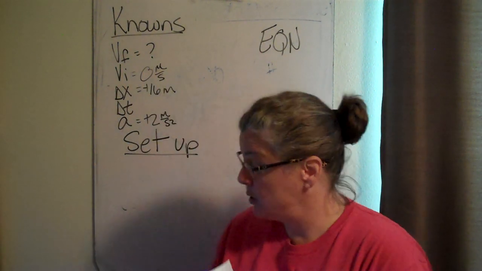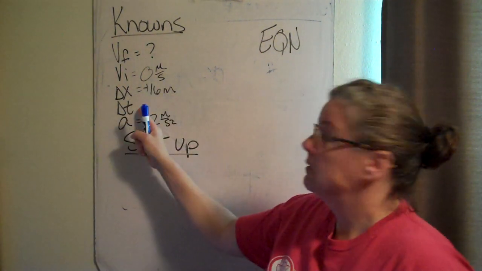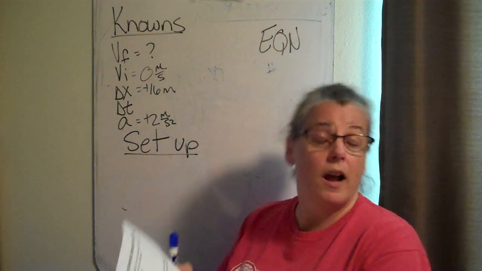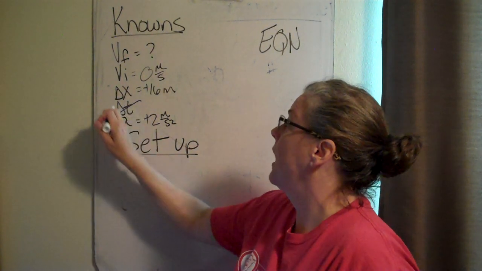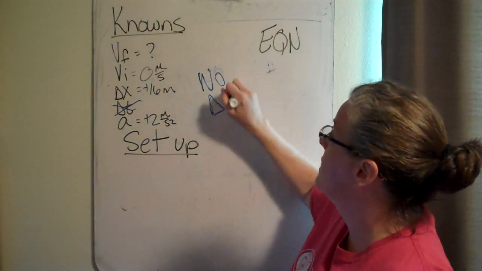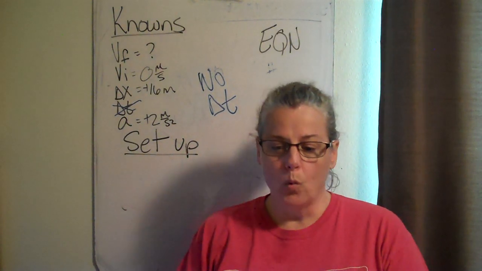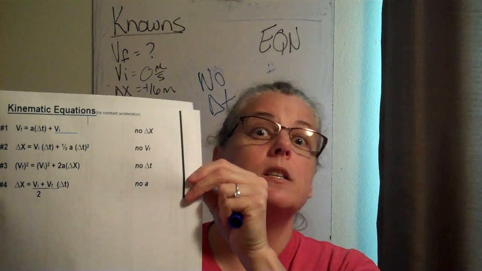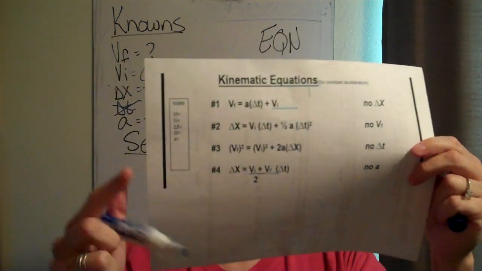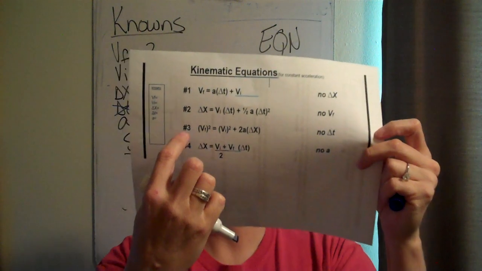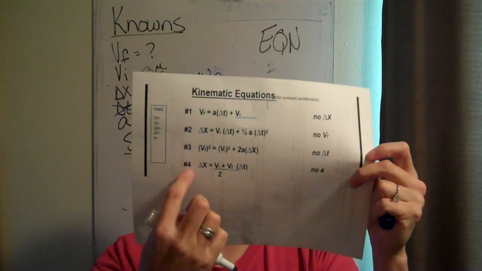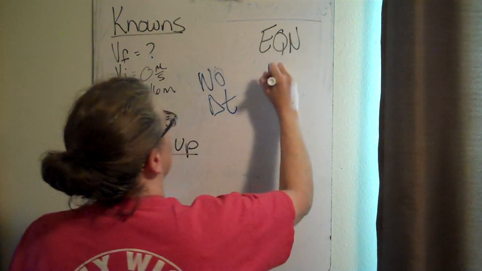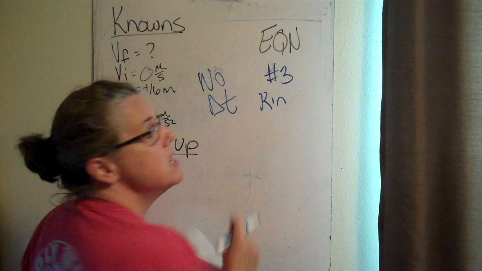So which variable do we get to vote off the island? Our delta t. It doesn't say anything about the delta t in the problem. It's not asking us to solve for it. So we have no delta t. When we come to our problem sheet, which one is no delta t? Is it number 1, number 2, number 3, or number 4? It's number 3. So we have kinematic number 3.